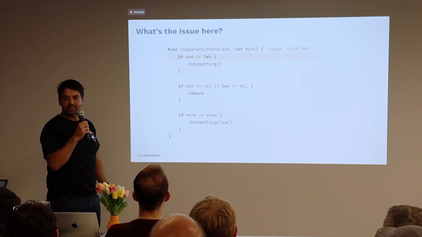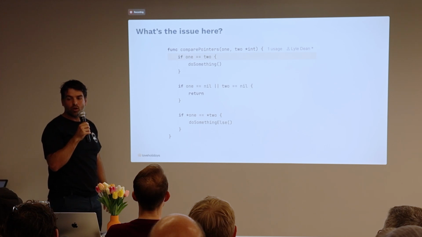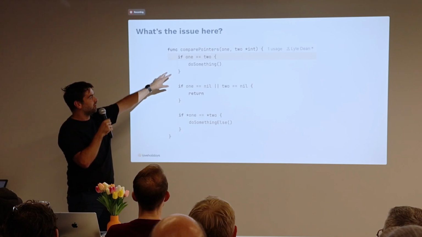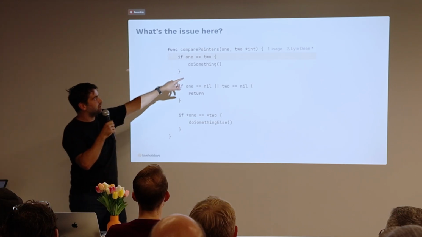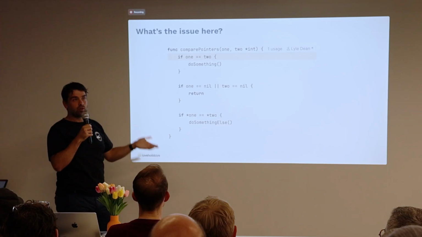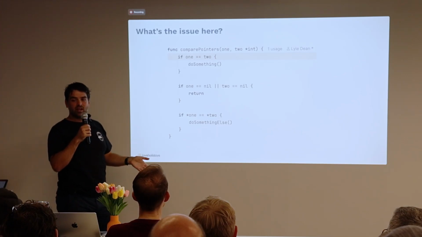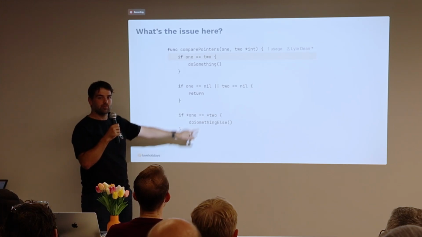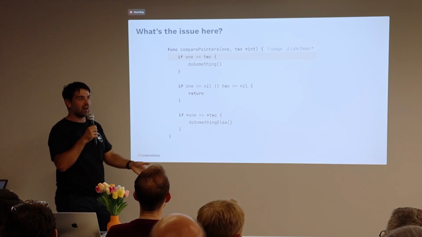The nil comparing to nil is weird, isn't it? Well, you're comparing, so the issue here is you're comparing two pointers. If it's a basic type like an int, and this is one of the bugs I found in our code base, we actually want to dereference it and compare it, because we want to compare the underlying values.